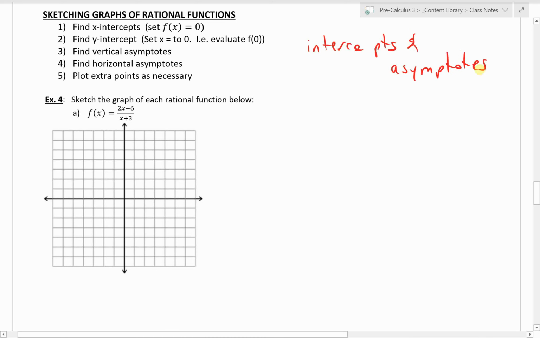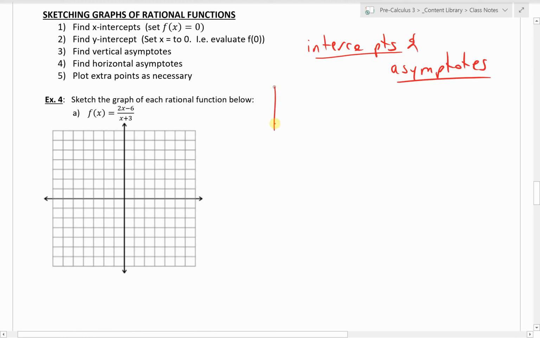Okay, so we can all say together, how do we graph rational functions? And you'll say intercepts and asymptotes. One more time together. How do we graph rational functions? Intercepts and asymptotes. Okay, and once we've got those features, we'll be able to sketch those features, and then we can plot any extra points that we need to in order to fill in the spaces.